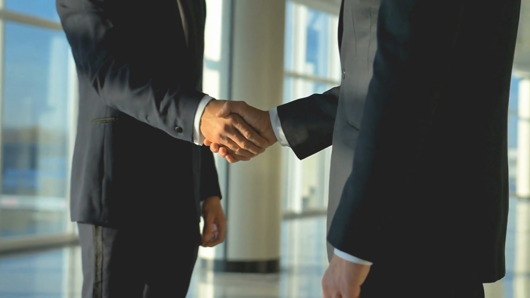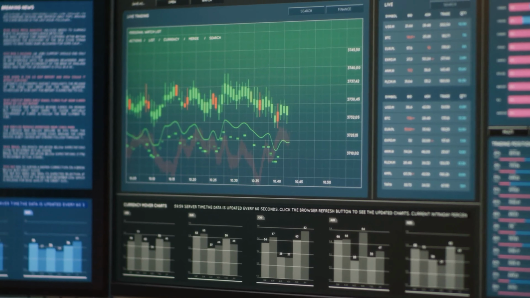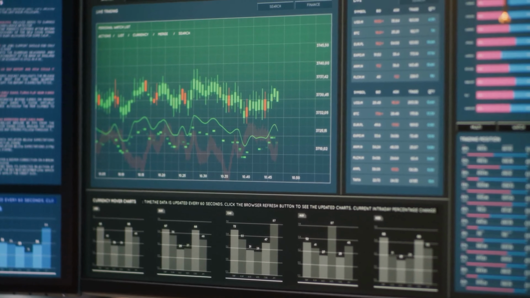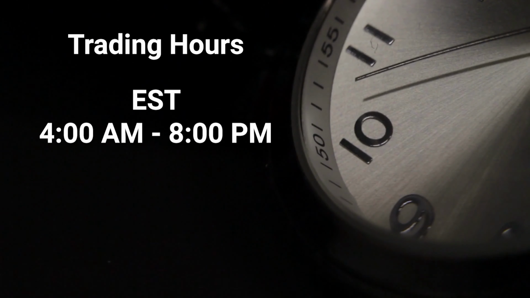On top of that, you're also able to trade stocks outside of the traditional market hours of 9:30 a.m. to 4 p.m. Eastern Standard Time. Instead, on Webull, you can trade from 4 o'clock a.m. Eastern Time all the way to 8 p.m. Eastern Time. So a significantly wider window of trading is available on Webull.